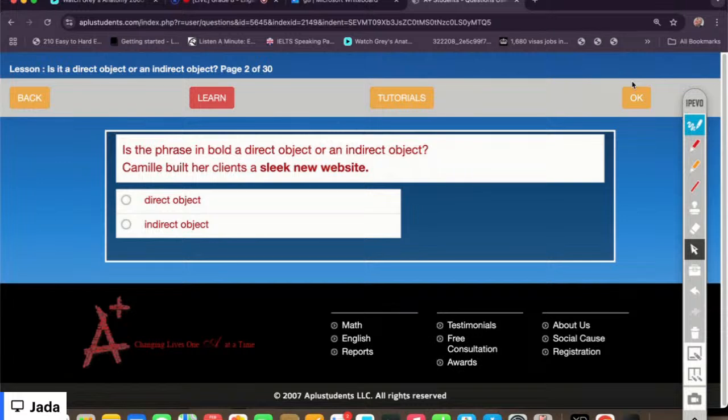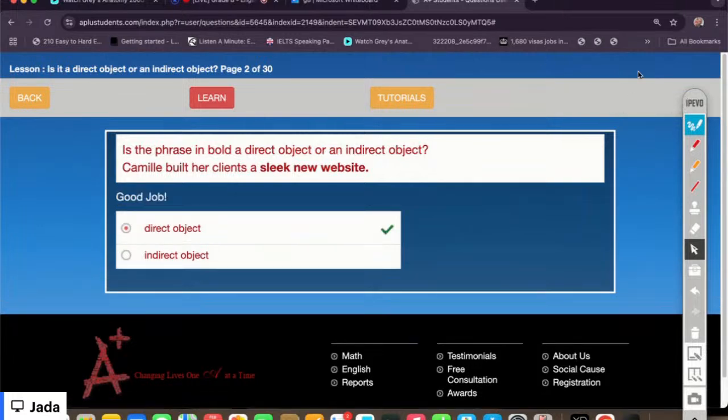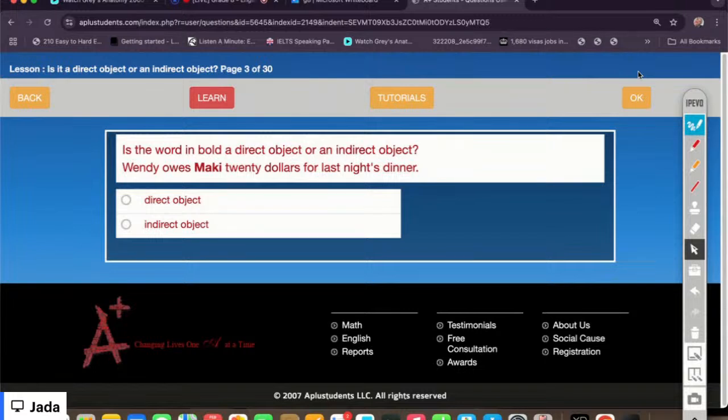So Camille built her client a sleek new website. So what did Camille build? You would say a sleek new website. When you ask the question, what did she build? It would be the sleek website.